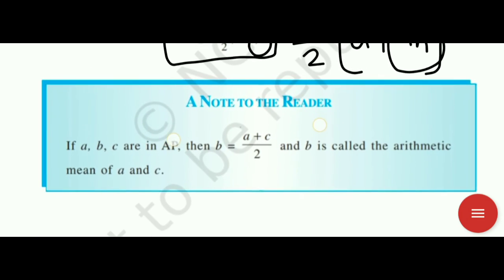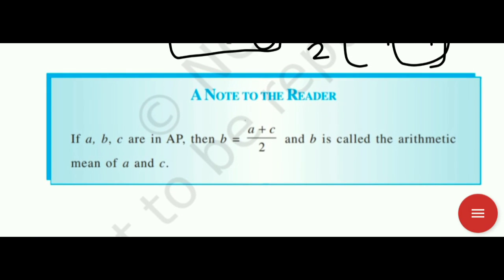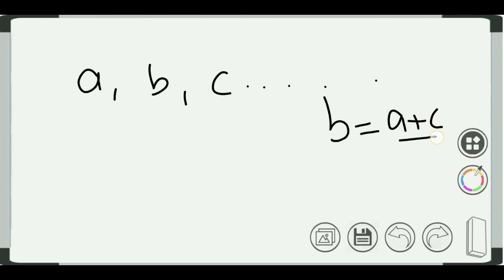Now this is an important point. If a, b, c are in AP, then b equals a plus c by 2, and b is called the arithmetic mean of a and c. This is an important point. They have told if a, b, c are in AP, then b is given by a plus c by 2. How?